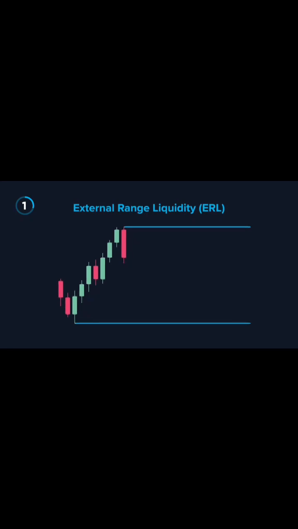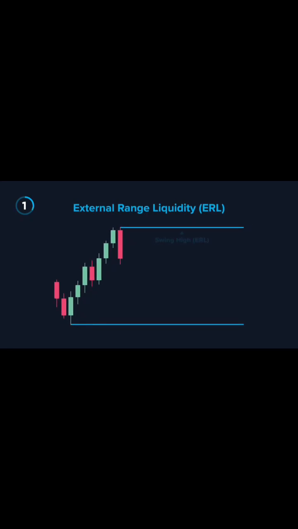So let's waste no time and start with step number 1, which is understanding the different forms of liquidity. Liquidity refers to areas in the chart that either contain a large quantity of unfilled orders or a large quantity of stop losses, and it presents itself in 2 different forms. When people typically talk about liquidity, they are usually referring to the external range liquidity, which can be either a previous swing high or a previous swing low.